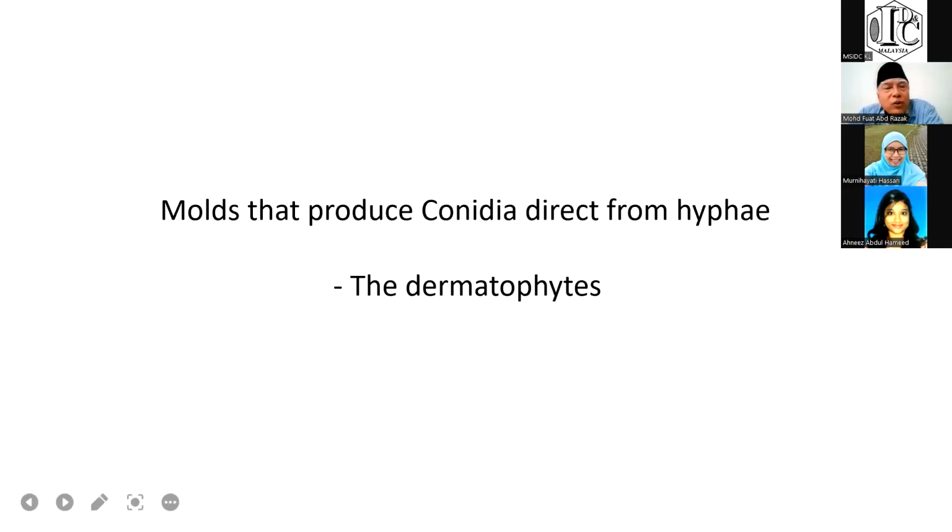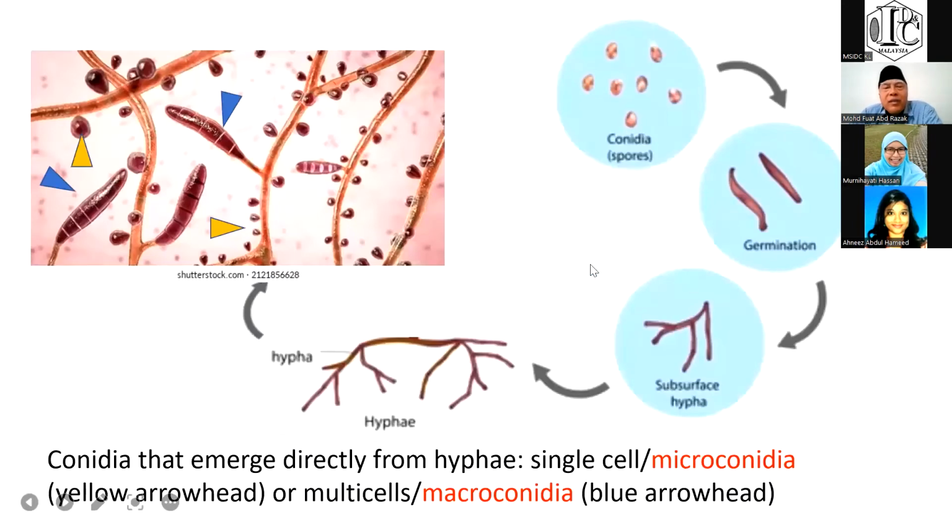Then we move on to modes that produce conidia directly from hyphae. In some fungi, when the colony matures, the hyphae produce conidia directly. So this is the hyphae, and this is the conidia emerging from the hyphae. These are what we call macroconidia, emerging from the hyphae as well. This is microconidia: single cell, and multicellular.